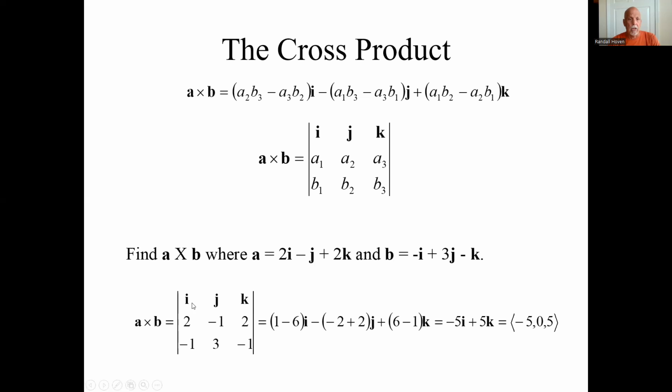determinant. We have I times 1 minus 6. The minus, because it's here J, minus 2 plus 2, plus K times minus 2 plus 2. Oh, J, that was J. Excuse me. K would be 6 minus 1. Cancel, you do the arithmetic, there's the resulting vector. This is the cross product A cross B, and these are the A and B.